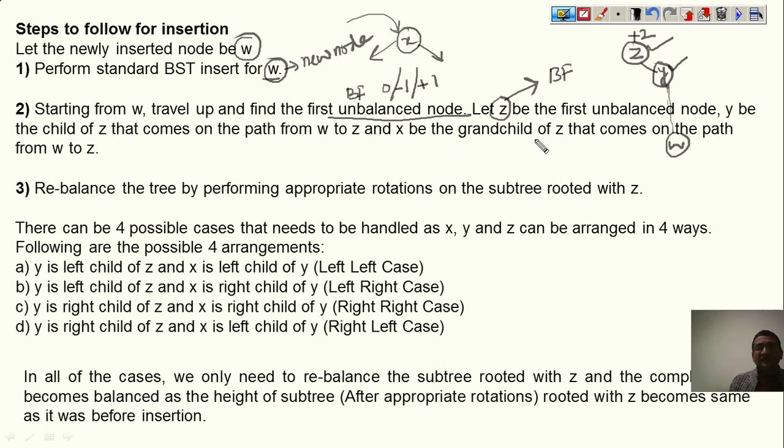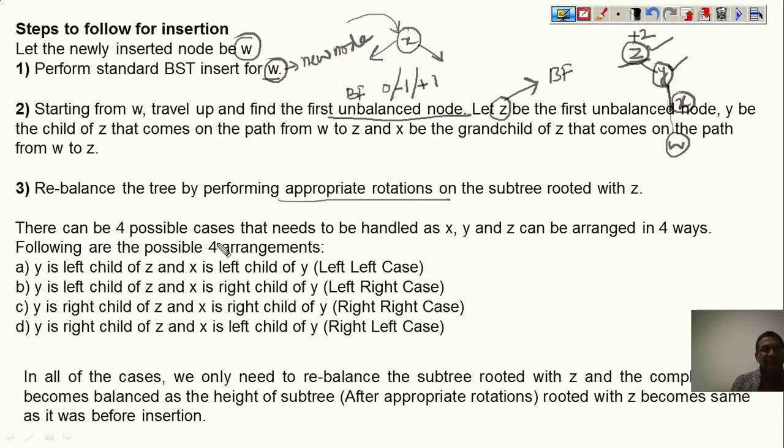And X is the grandchild, a child of this Y. So this is a grandchild of Z. These are the three notations that you have to keep in mind. Rebalance the tree by performing the appropriate rotations on the subtree rooted with Z. Once we have identified this critical node where the balancing factor is not up to the mark, and found the child and the grandchild, we have to do some appropriate rotations on this node.